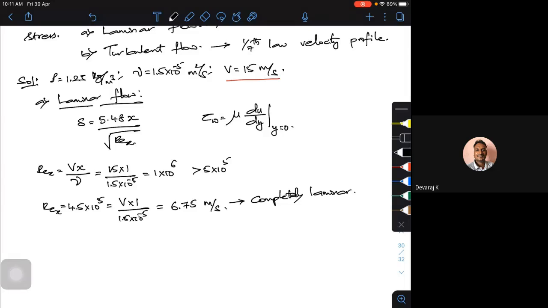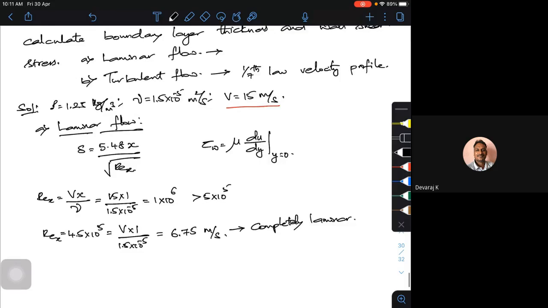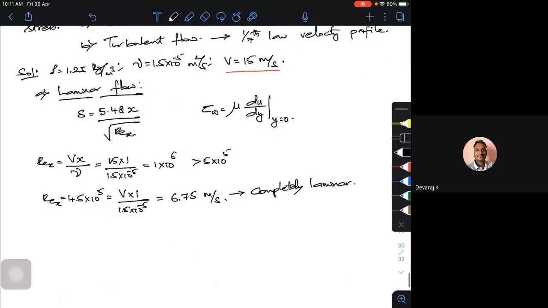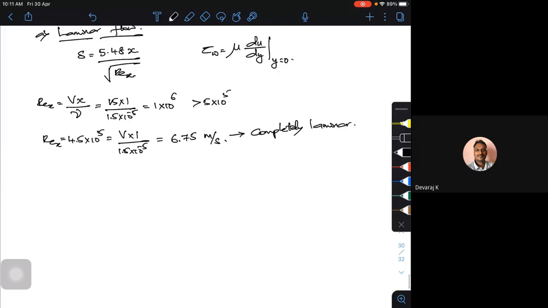So I should be able to take some value less than this 5 into 10 to the power of 5 to show that, so 6.75, if I want to take this particular flow to be completely laminar, so the velocity should be around 6.75 or 7 meters per second, so that my Reynolds number is less than the threshold number. Okay, for this condition, I'll try to find the delta.